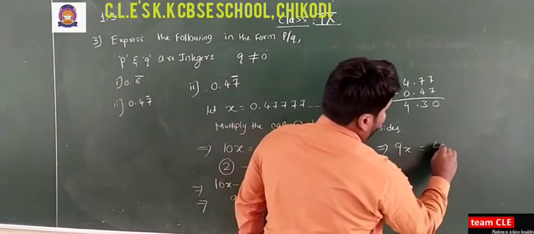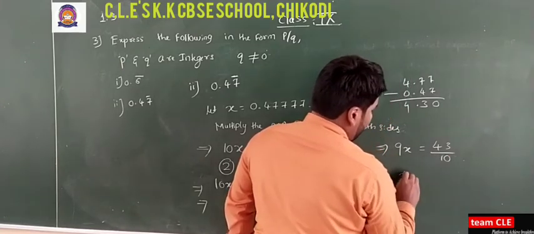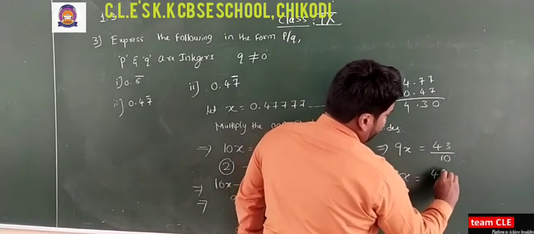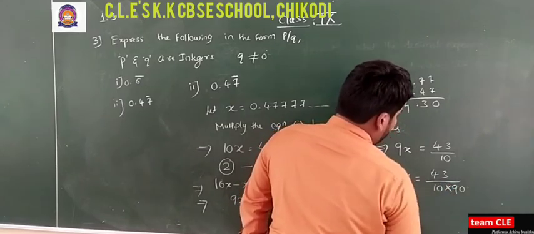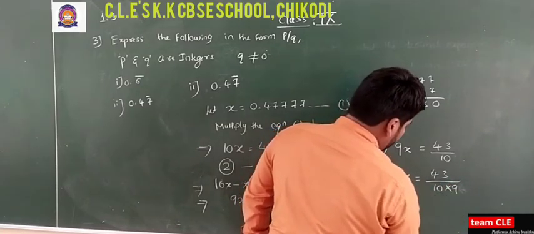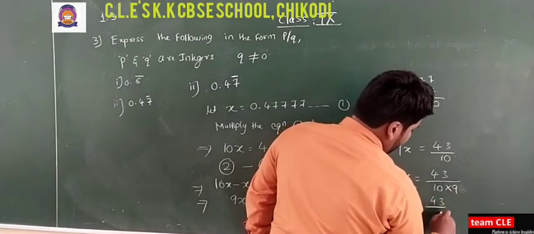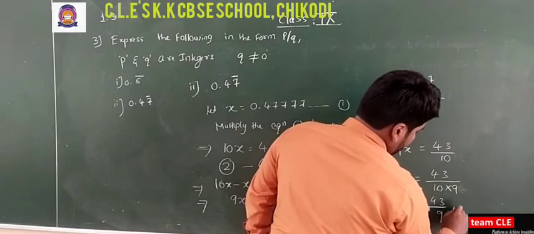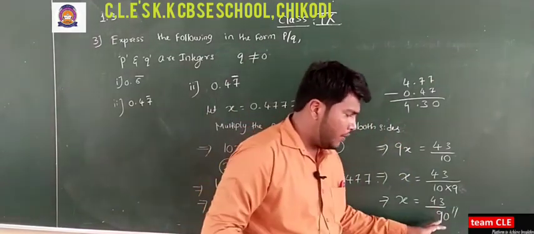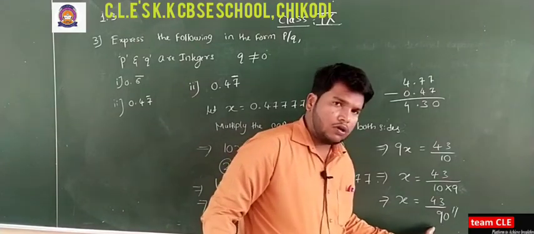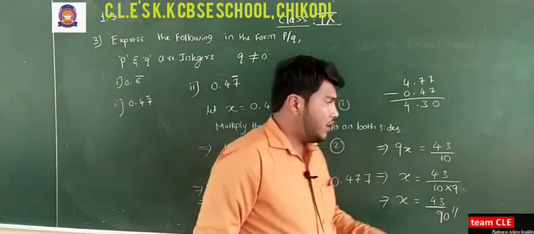So now see, 9x is equal to 4.3, I can write this as 43 by 10. So now write x is equal to 43 by 10 into 9, that is 90. So x is equal to 43 by 90. Okay, so again it is expressed in the form of p by q. Again 90 is not equal to 0, meaning q is not equal to 0. Hence we can say it is a rational number.